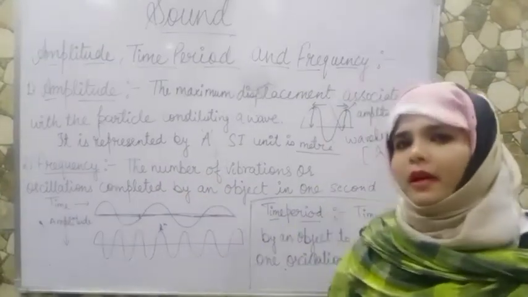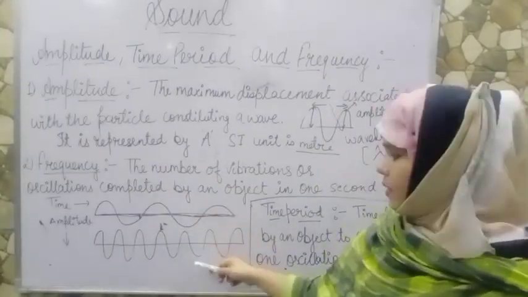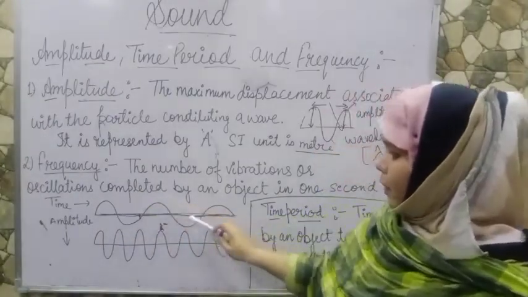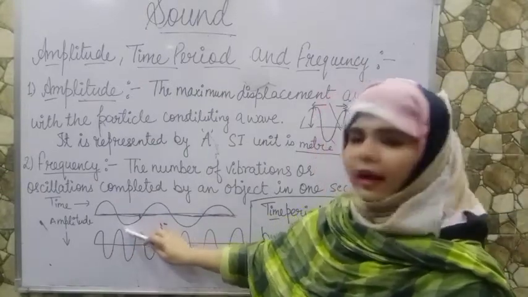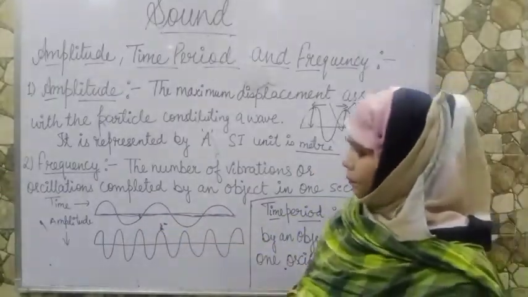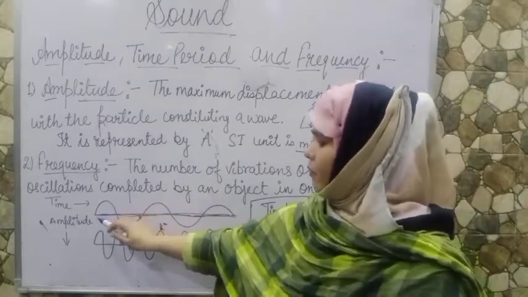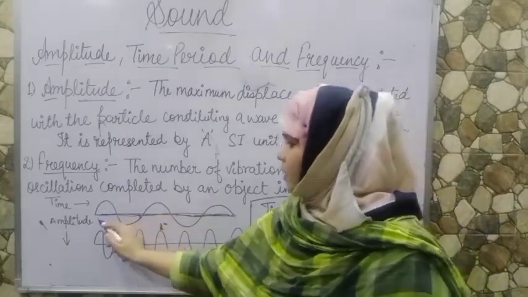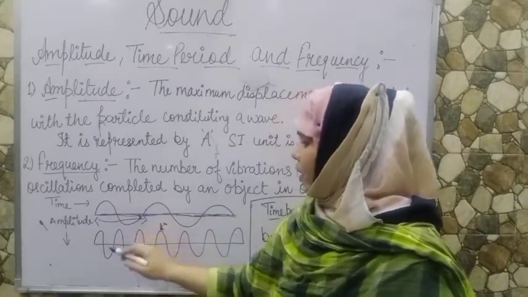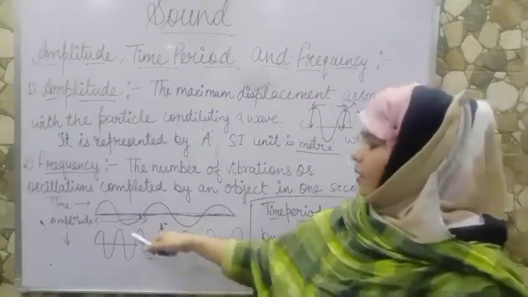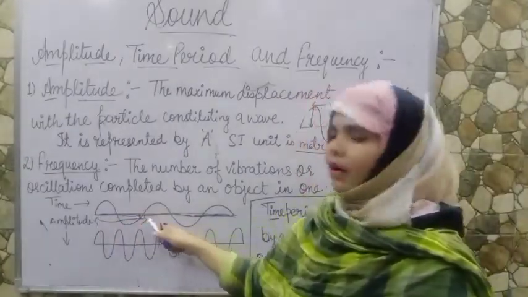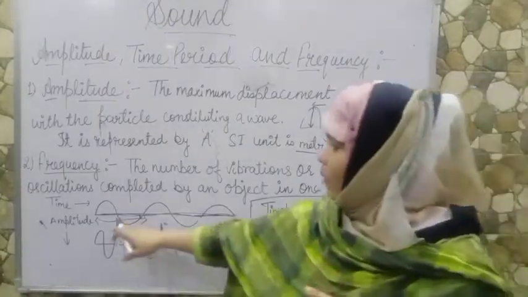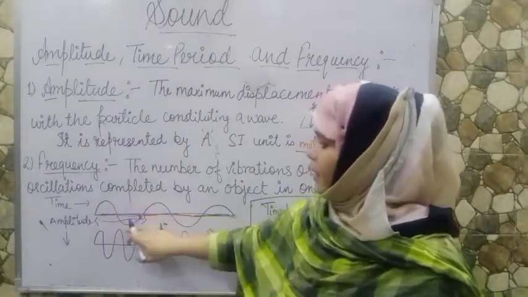Let us understand it by two waves. See, the first wave has a small amplitude, and the second wave has a higher amplitude. Now you see that in this case the frequency is very low, because suppose this is 1 second. In 1 second the wavelength covered is only one wave, one complete crest and trough.